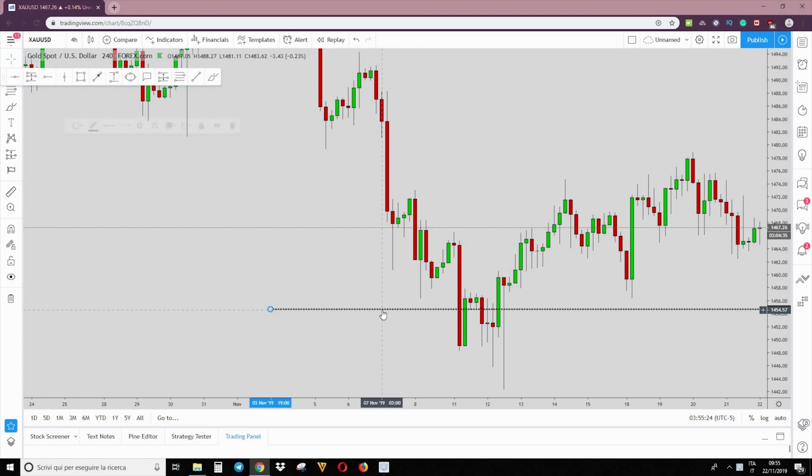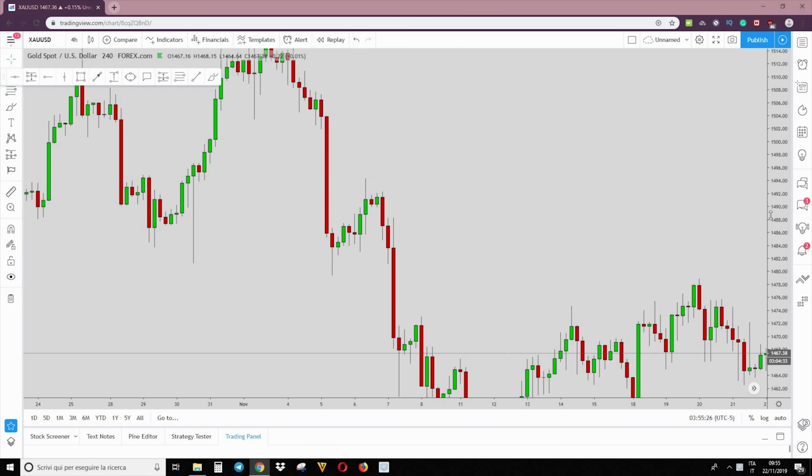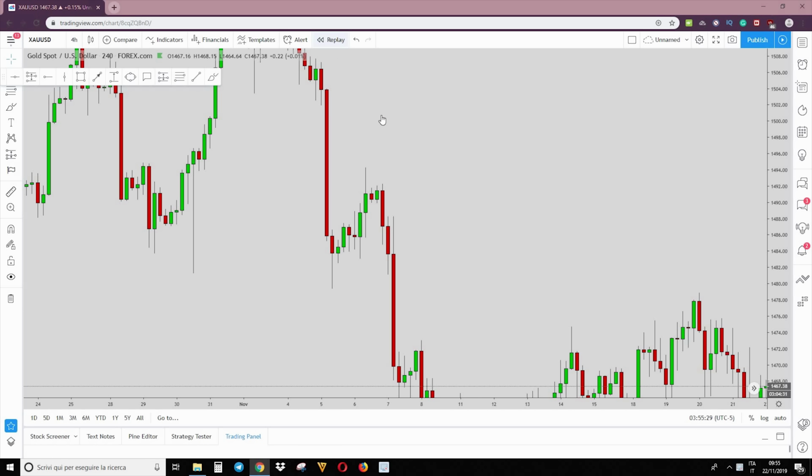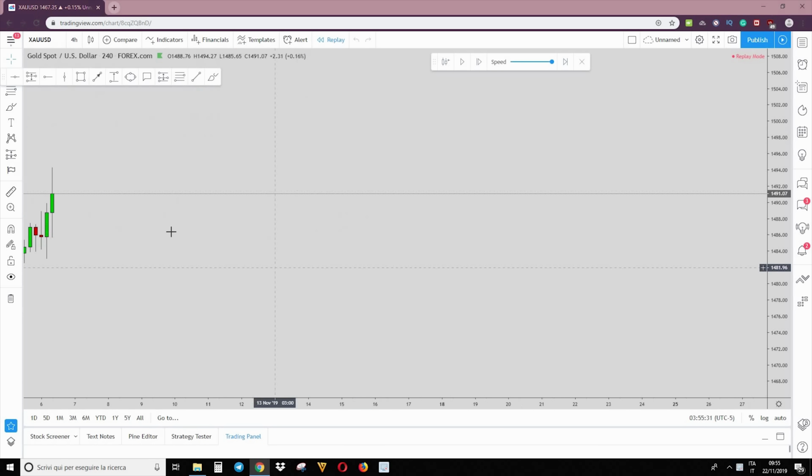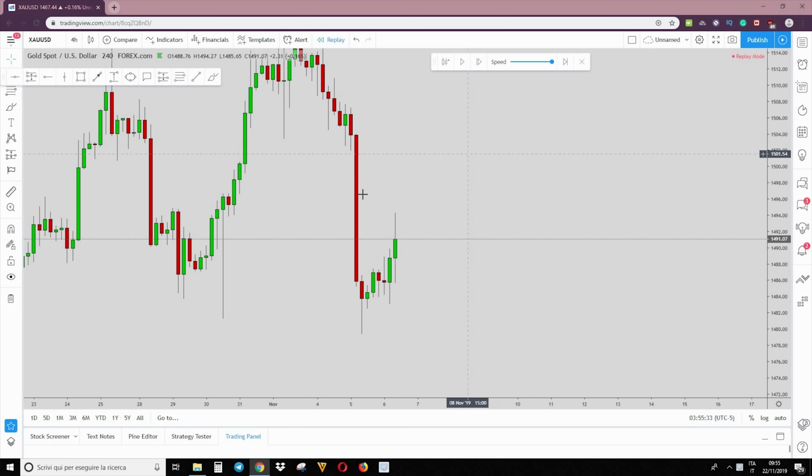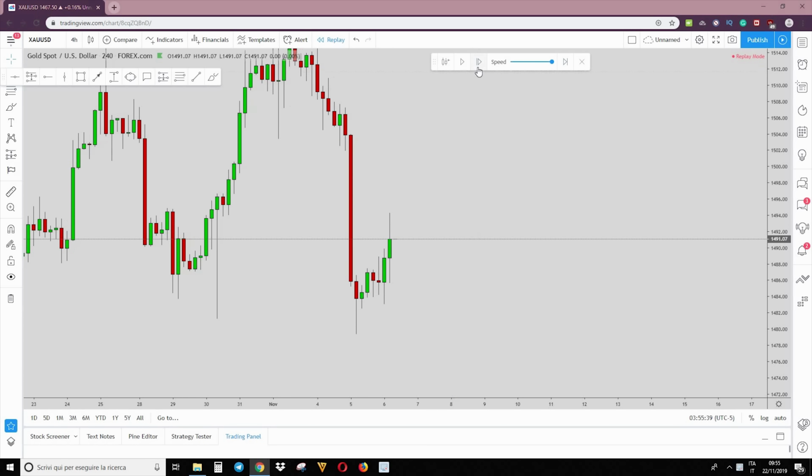So first of all, we need to look at what the market was doing at the time. So let's use the replay tool. The first thing: we knew that we were looking for shorts, that is for sure, but we still didn't have any kind of structure to take this trade, so we needed to wait.